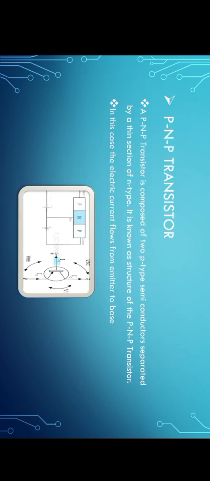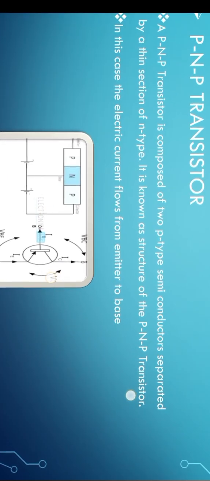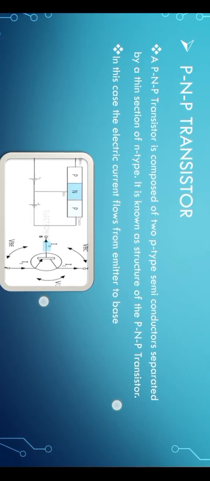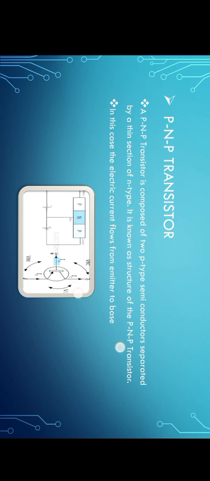Next is the PNP transistor. We learned about the NPN transistor. Now the PNP transistor. A PNP transistor is composed of two p-type semiconductors separated by a thin section of n-type, known as the structure of the PNP transistor. In this case, the electric current flows from the emitter to the base. Here we can see the PNP diagram.